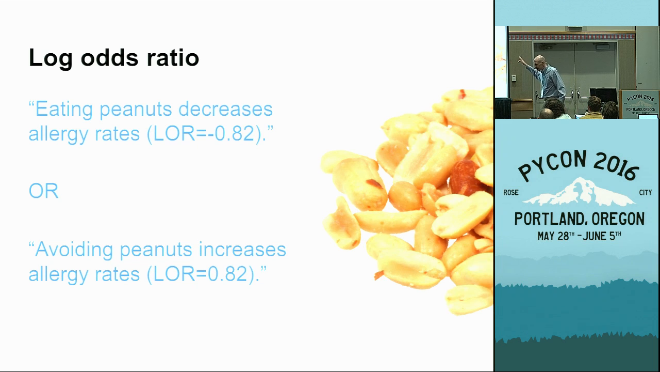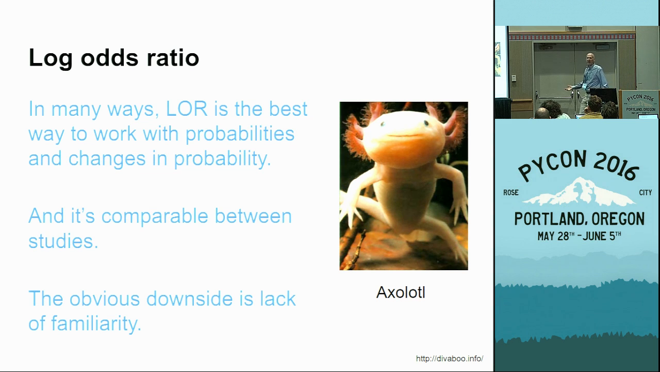And this is very nice because it's symmetric, and very nice for other arithmetic properties. So if I tell you that you have multiple risks and they are independent of each other, then you can add up log odds ratios. They're arithmetic in that way. You just add them up. The biggest drawback of log odds ratios is just that people are not really familiar with them. So they're sort of like the axolotl in the sense that they're really cute, but kind of unfamiliar and a little weird. But they're also nicely comparable between studies.